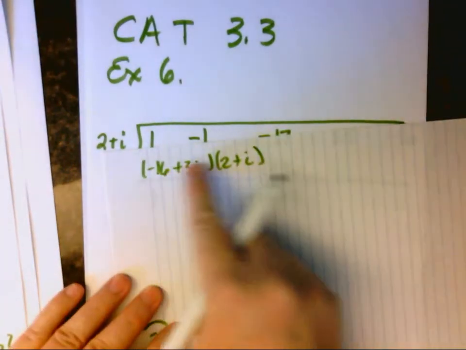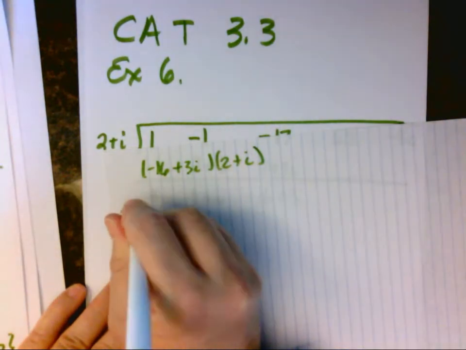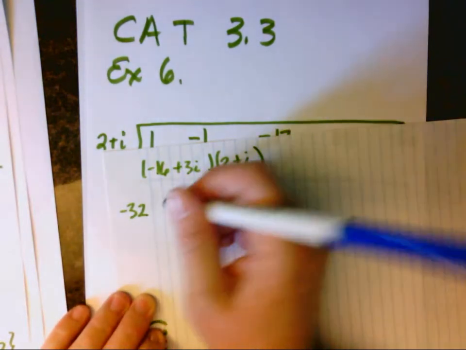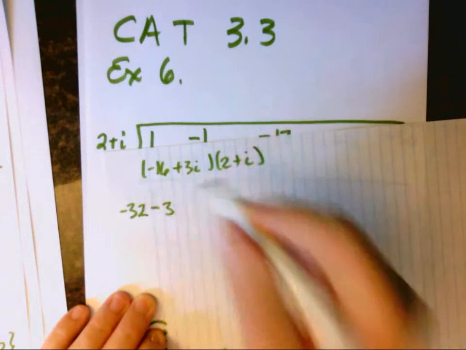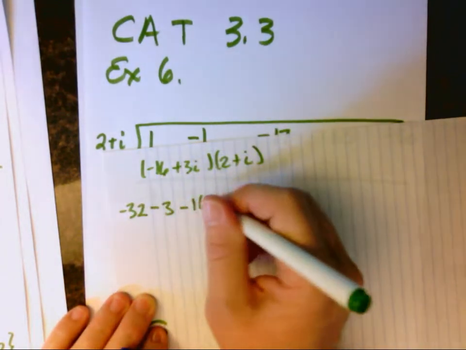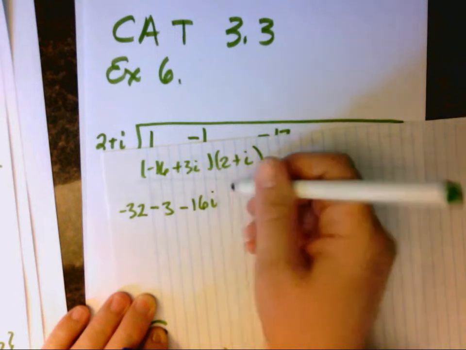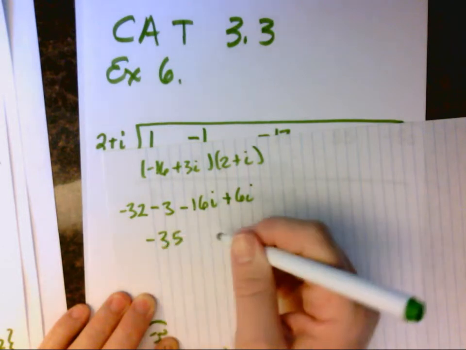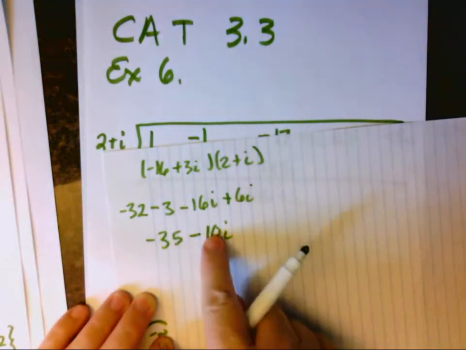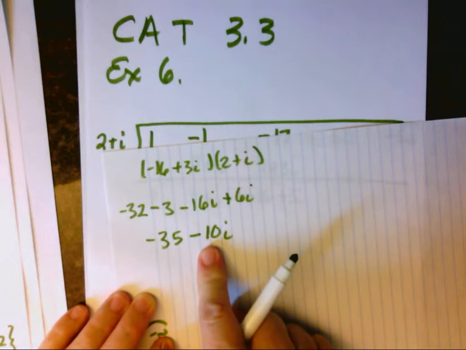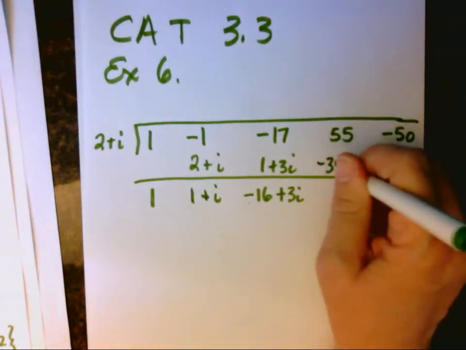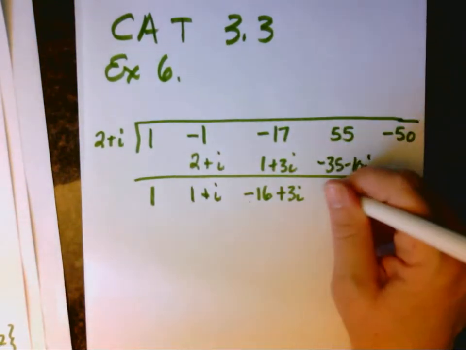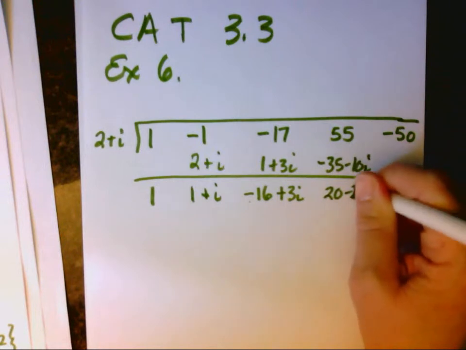First times first gives me negative 32. Last times last gives me 3i squared. i squared is negative 1, so that's negative 3. On the outside, I get a negative 16i. And on the inside, a positive 6i. And so that combines to a negative 35 minus 10i. Looks good to me. Negative 35 minus 10i. That's the result of multiplying those. Now I add things. 55 minus 35 is 20 minus 10i.